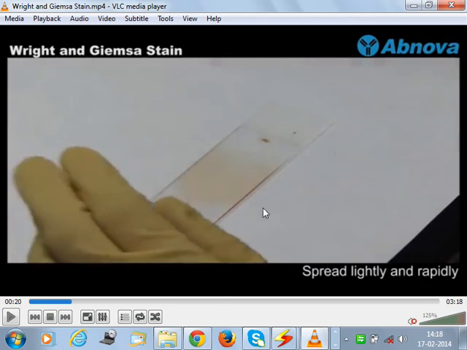What is beautiful here, sir? It doesn't look too red. When students make a smear, it will look in this color. What does that mean? There is too much blood. Can you see that?